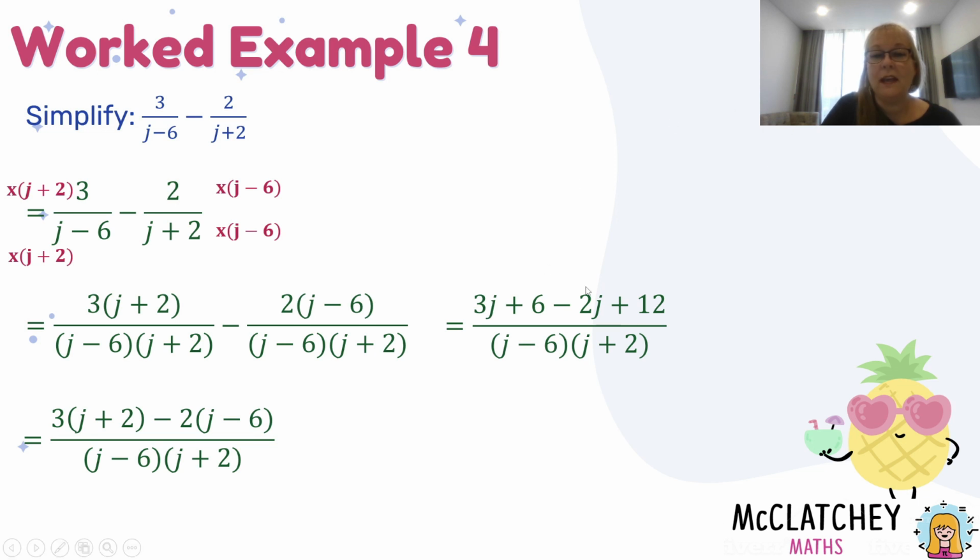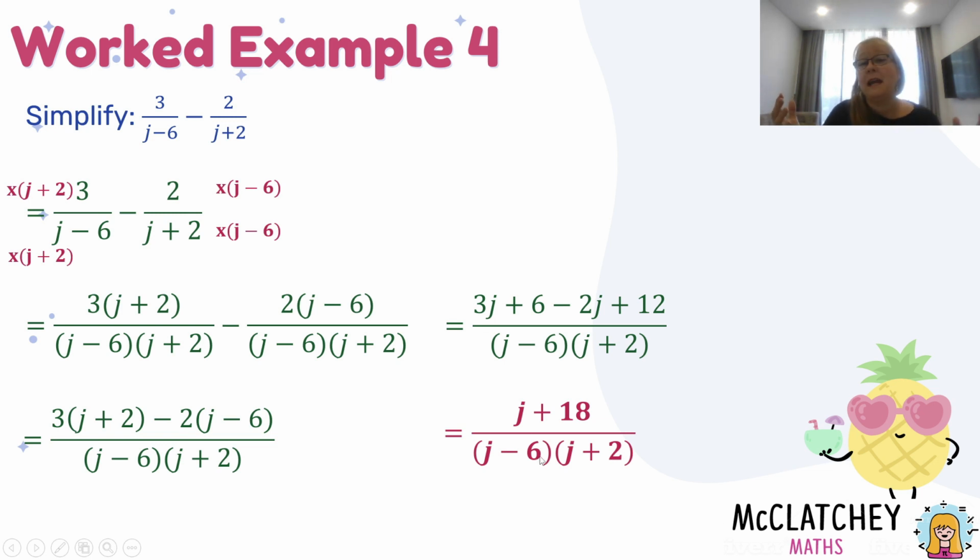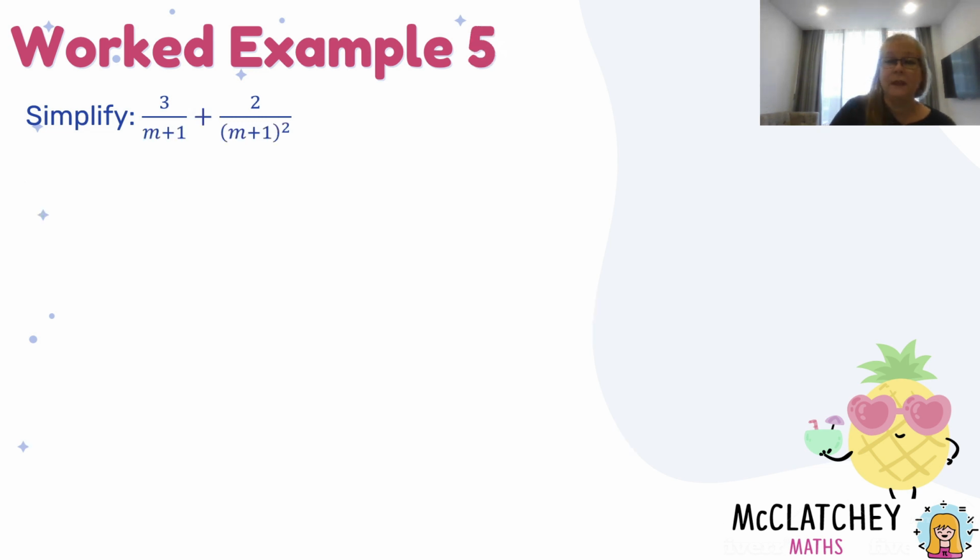So now I'm going to collect the like terms. I've got 3j, take away 2j makes a single j. 6 plus 12 makes 18. I've got j plus 18. I could choose to expand that if I was asked to, and if I wasn't asked to, I may even want to just hedge my bets and expand that out using binomial expansion techniques. Either way, you've simplified the question significantly.